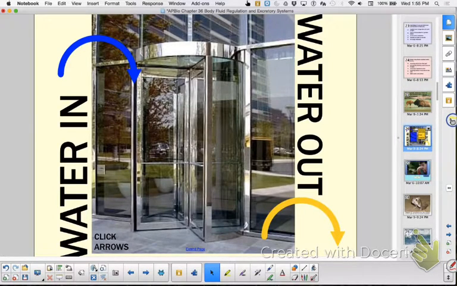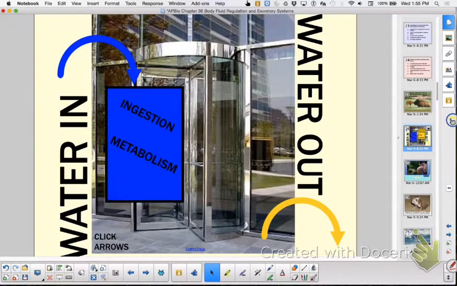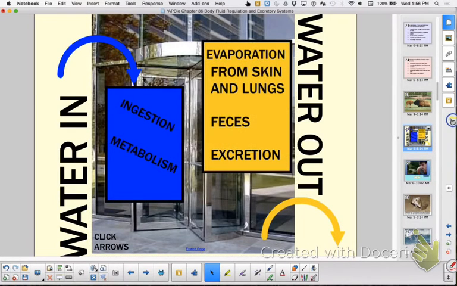Again, your water in needs to equal your water out. What are ways that water comes in? Through the food we eat or through cellular metabolism. Remember, who catches the electrons at the bottom, oxygen, forming water. So from metabolism. Also, any dehydration synthesis is going to form water. So ingestion and metabolism. How do we lose water? We lose water by having it evaporate from our skin and lungs, through our feces, and through excretion.